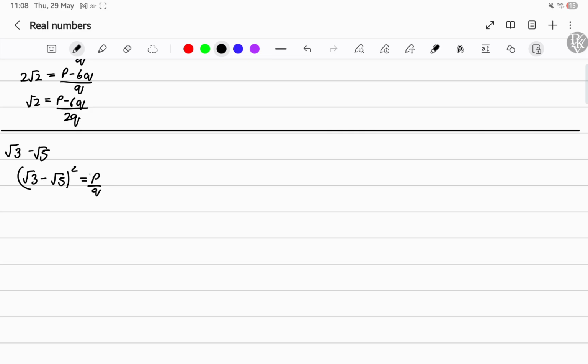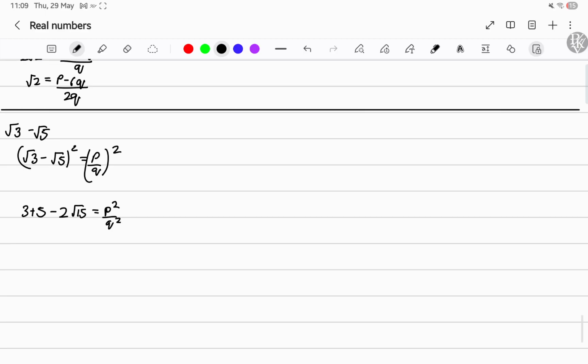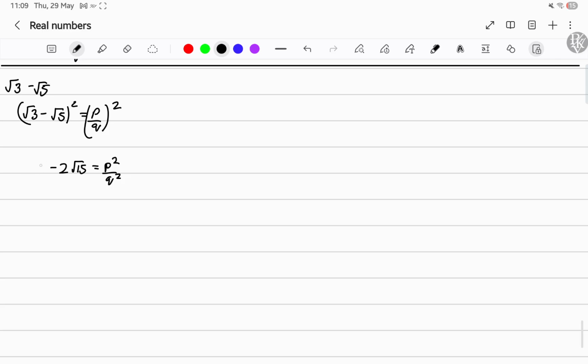Now you need to square on both sides this time. So if you square, you will get root 3 the whole square, that is 3, plus root 5 the whole square, that is 5, minus 2 multiplied by root 15. Okay, by the a minus b whole square. A minus b whole square is equal to a square plus b square minus 2ab. A plus b whole square is equal to a square plus b square plus 2ab. So this will be equal to p square by q square. Okay, so now this will be equal to 8.